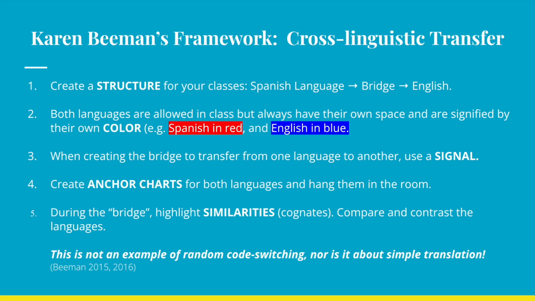Her examples include waving a magic scarf, holding up a sign, or saying they're going to change the channel. She also recommends having anchor charts for both languages and hanging them up in the room. And then finally, during the bridge, she wants you to highlight similarities, such as cognates, compare and contrast the languages, and have students speak with their partner as well as the teacher. Most importantly, this is not an example of random code switching, nor is it about simple translation. This is an intentional use of both languages in the learning environment.